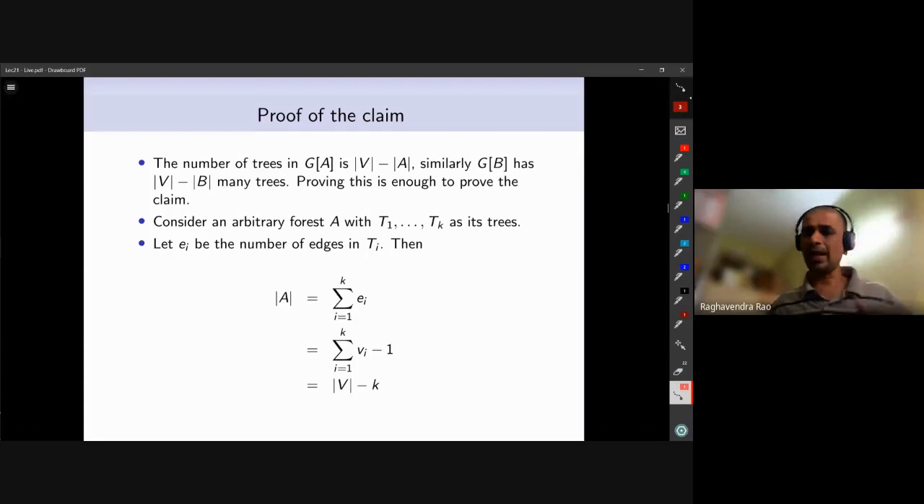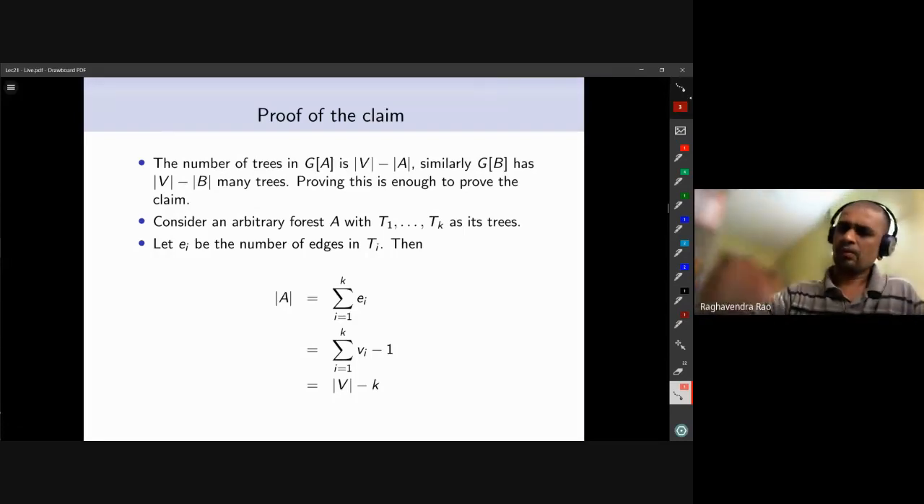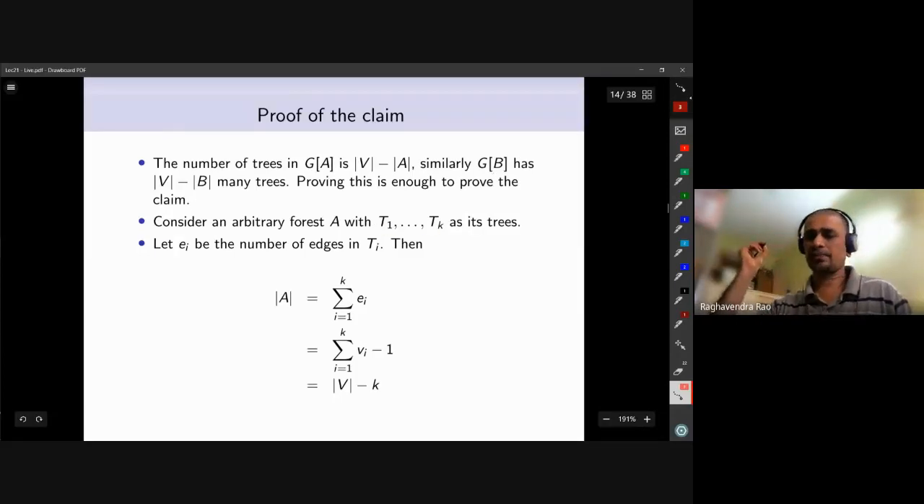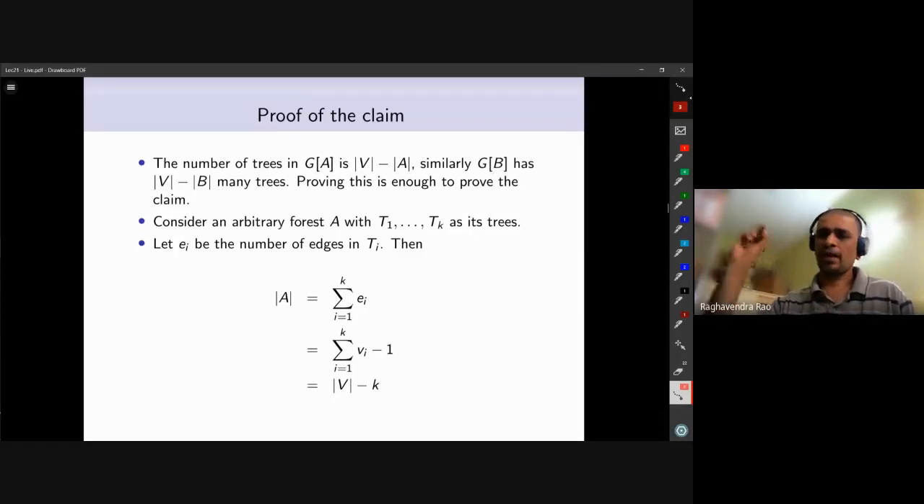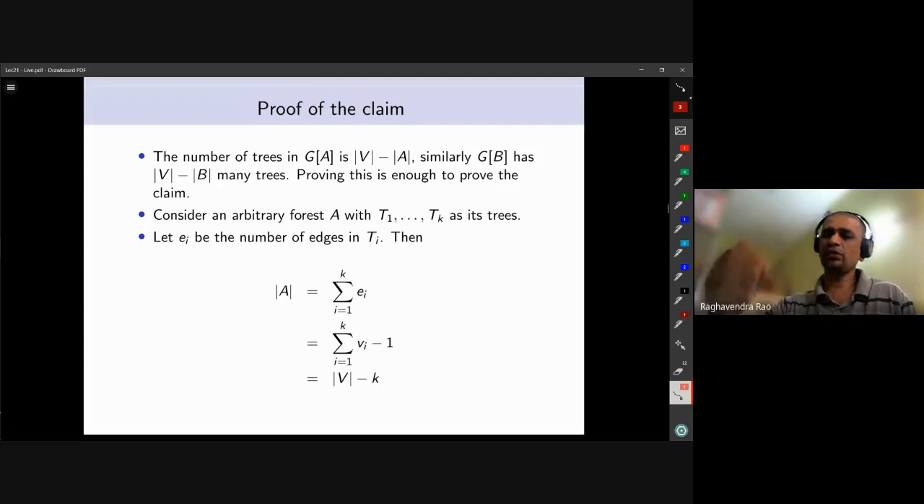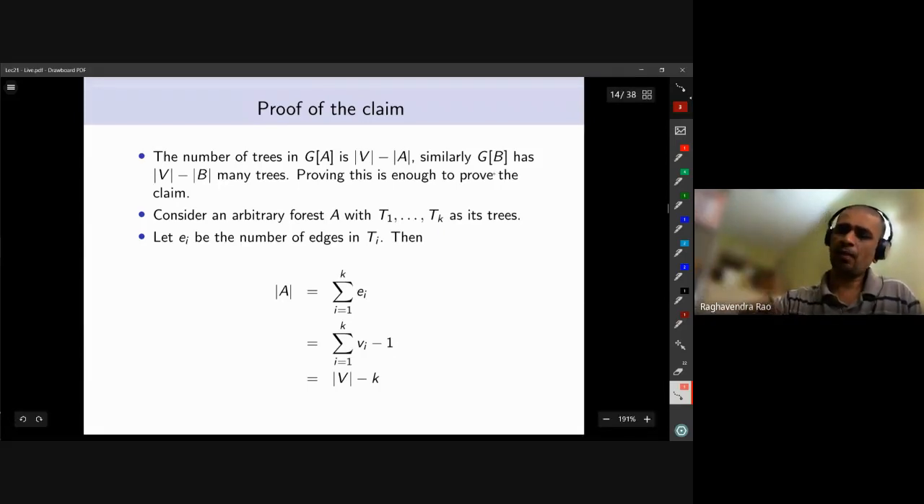So let's consider A for now. Let's say A is an arbitrary forest, and let T1 to Tk be its trees. Let Ei be the number of edges in Ti. Then by definition, the total number of edges in A is the sum of the Ei's. So the cardinality of A is the sum for i equal to 1 to k of Ei.